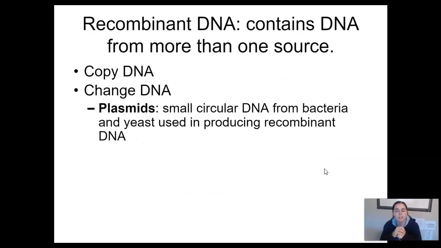All right, so now let's talk about recombinant DNA, and that is DNA that is containing multiple sources. So you have some from maybe bacteria, and then you have other organisms, and then it gets combined. Specifically, we use plasmids, which are small circular bits of DNA that we get from bacteria and yeast, and we can use that to make recombinant DNA, to make DNA do what we need it to do. So first you copy DNA from a source, and then you change it by introducing this other DNA source.